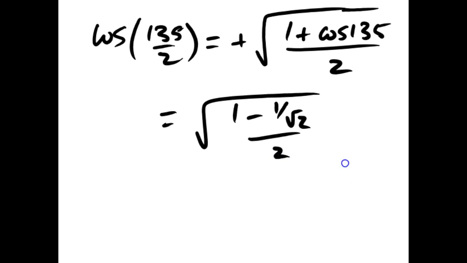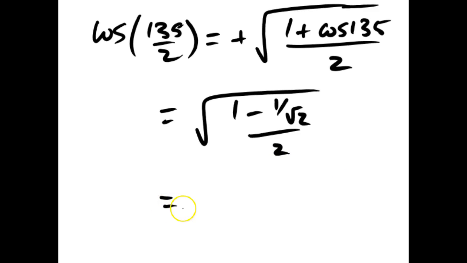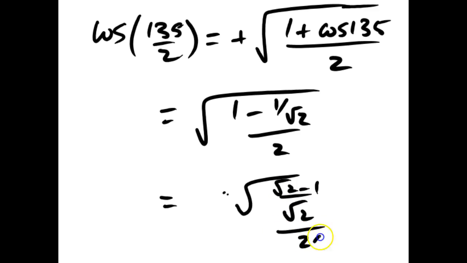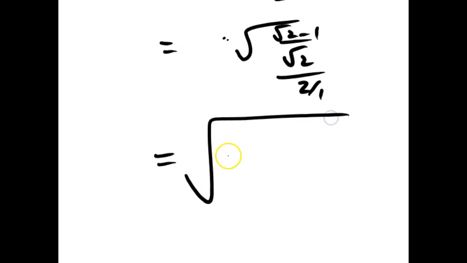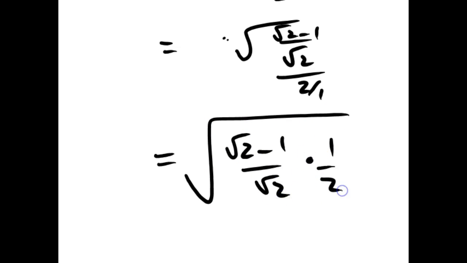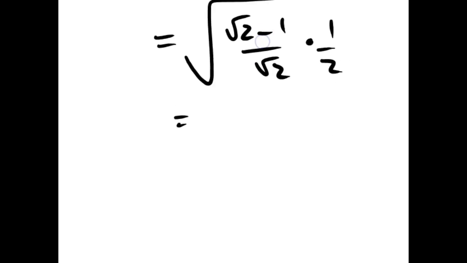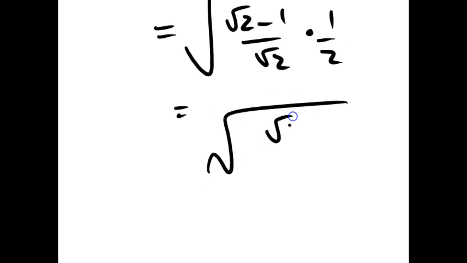And we have to change this into one fraction. We have root 2 on the bottom, so it would be root 2 minus 1 all over 2 over 1. Inside the square root, we would say root 2 minus 1 over root 2 times 1 over 2. So your final answer would look like root 2 minus 1 over 2 root 2.